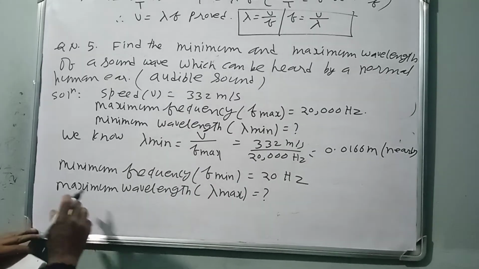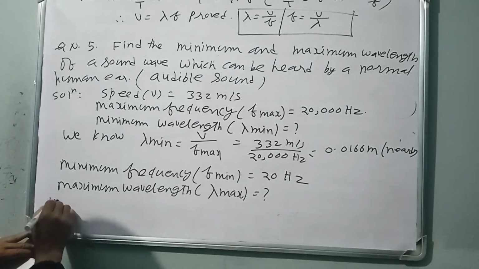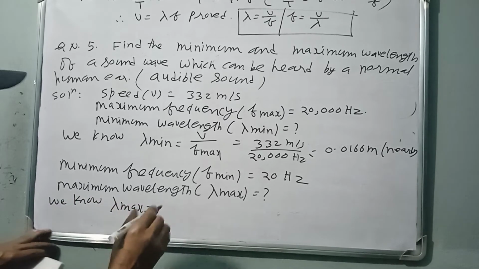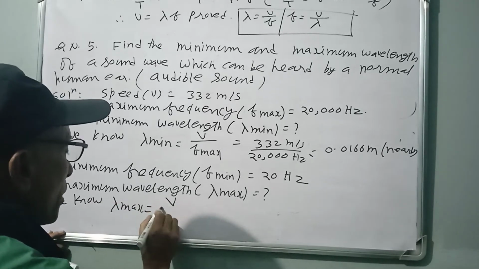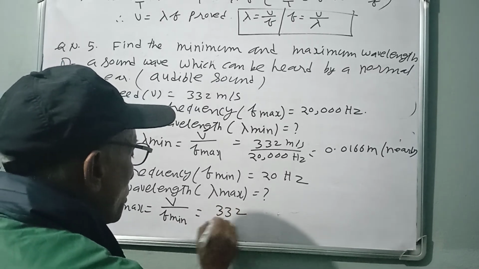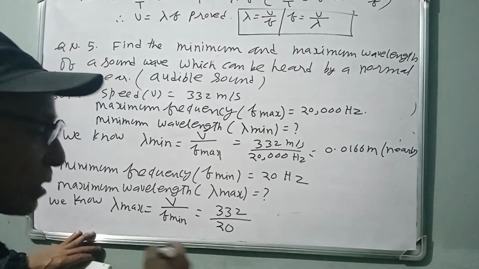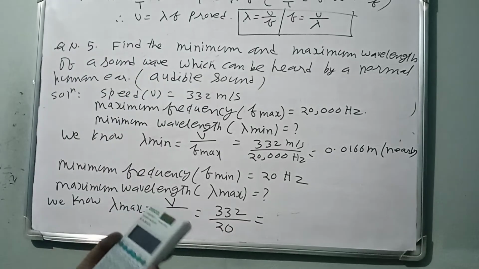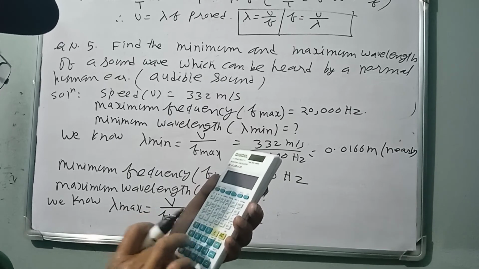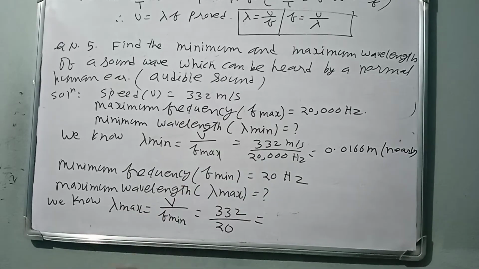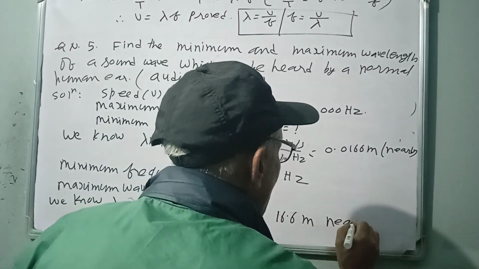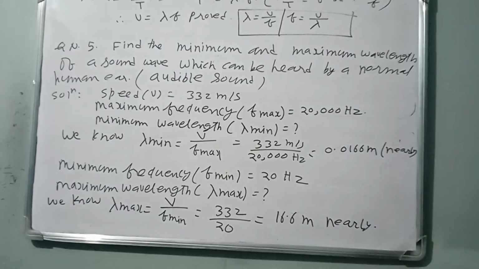Just inversely proportional. What is the formula? We know lambda max, maximum wavelength, is velocity by minimum frequency. Velocity is 332, minimum frequency is 20 hertz. Let me show you 332 by 20. 332 divided by 20 is 16.6 meter, nearly.